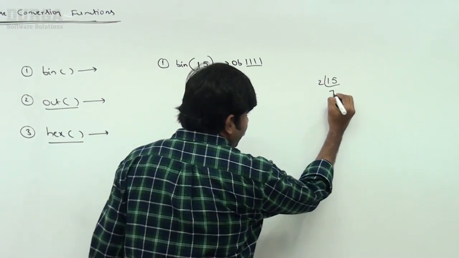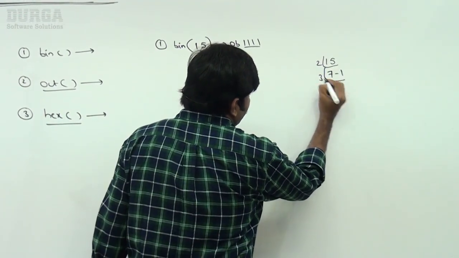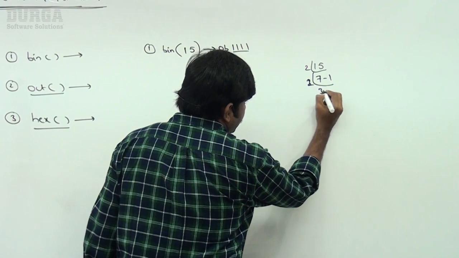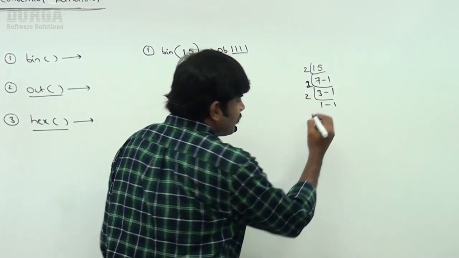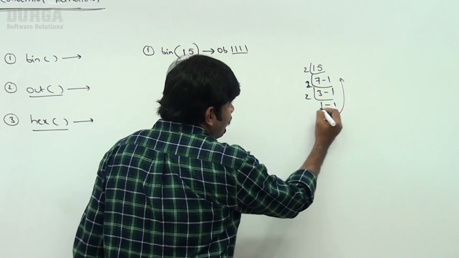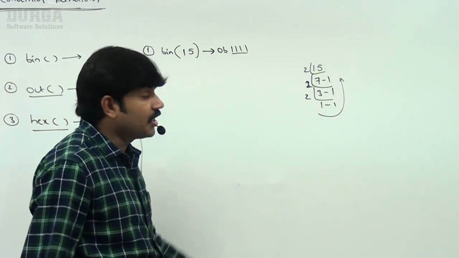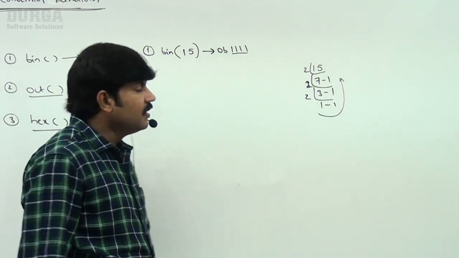2 sevens are 14, remainder 1. 2 threes are 6, remainder 1. 2 ones are 2, remainder 1. So what is the value? 1111. This is the equivalent binary representation.